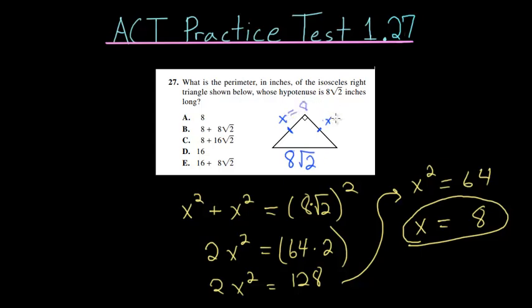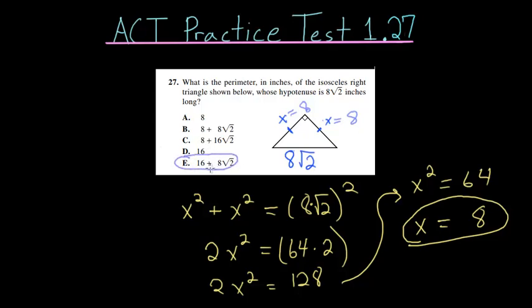So this is 8, and this is 8 as well. So for the perimeter, all we have to do is add 8 plus 8 plus 8 root 2. Or in other words, 16 plus 8 times the square root of 2, which is choice letter E here.